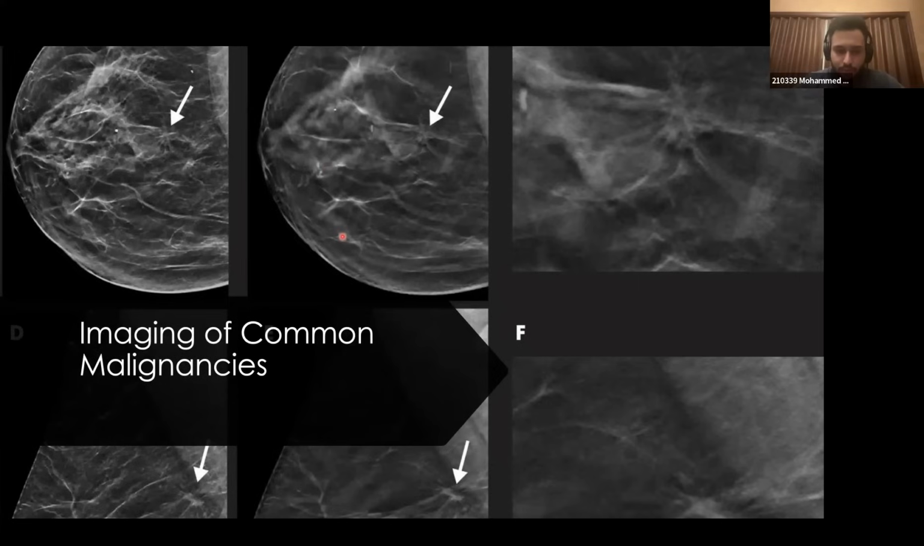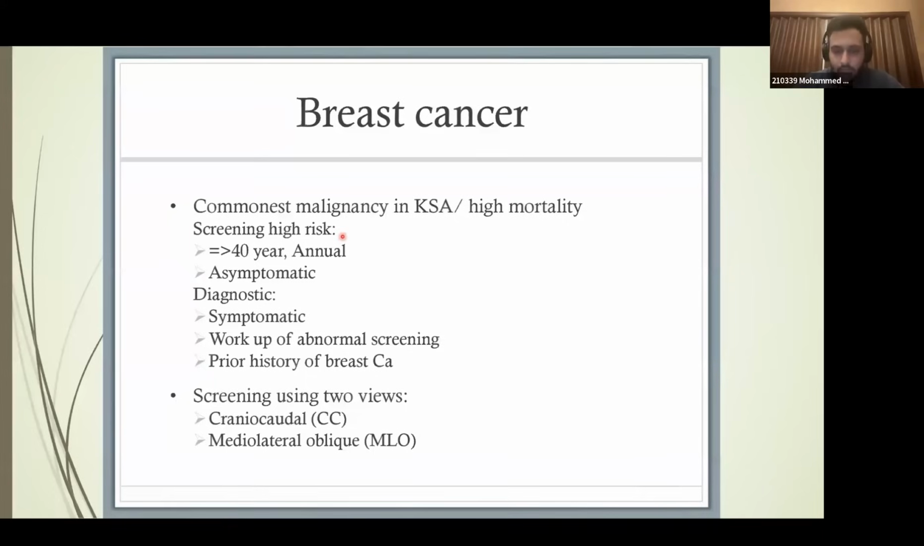Okay, so now we're going to go to imaging of common malignancies. The main thing in this lecture is breast cancer. You will get a lot about breast masses. You need to tell the difference between a cyst versus a fibroadenoma versus microcalcification versus a cancer. Breast cancer is one of the most common malignancies here, and it's the most common malignancy in KSA. Worldwide, it's usually the second most common. It has a very high mortality because it's usually discovered very late. Either it has metastasized to lymph nodes, which is also very important for this lecture, or to other tissues.